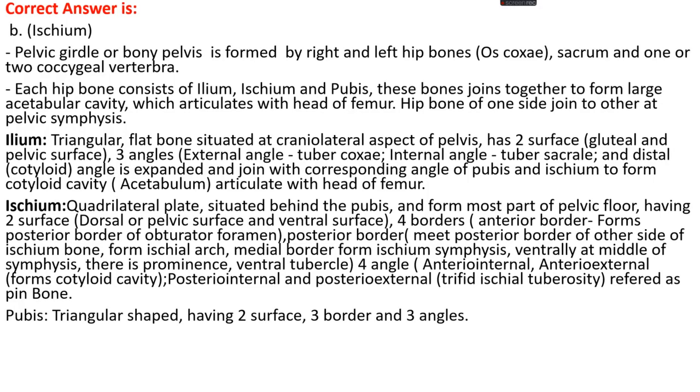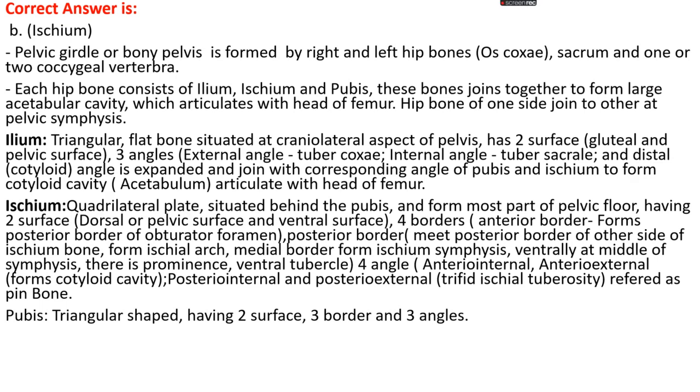The pelvic girdle or bony pelvis is formed by the right and left hip bones, known as os coxae, and the sacrum, which is fused vertebrae, and one or two coccygeal vertebrae. Each hip bone mainly consists of three bones, that is ilium, ischium, and pubis. These bones are joined together to form a large acetabular cavity which articulates with the head of the femur, and the hip bone of one side is joined to the other hip bone on the other side at the pelvic symphysis.